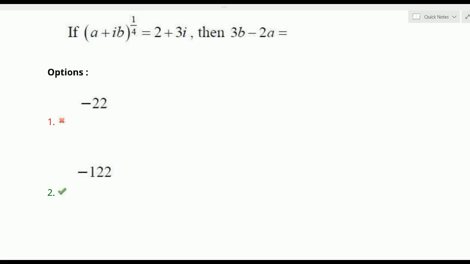In this paper, what is the first question? If (a plus ib) whole power 1 by 4 is given as 2 plus 3i, then 3b minus 2a is asked. What you have to find out? 3b minus 2a.